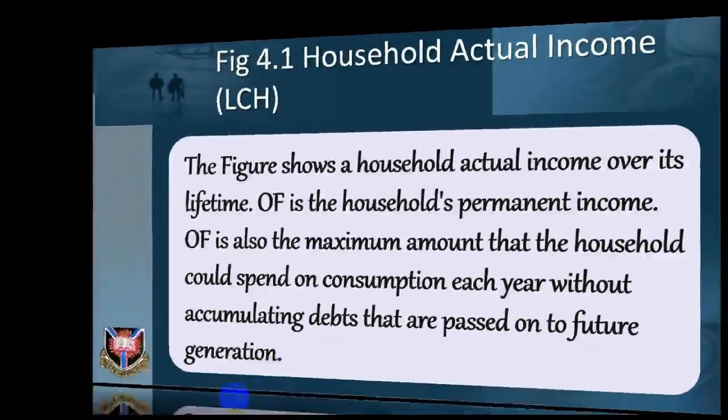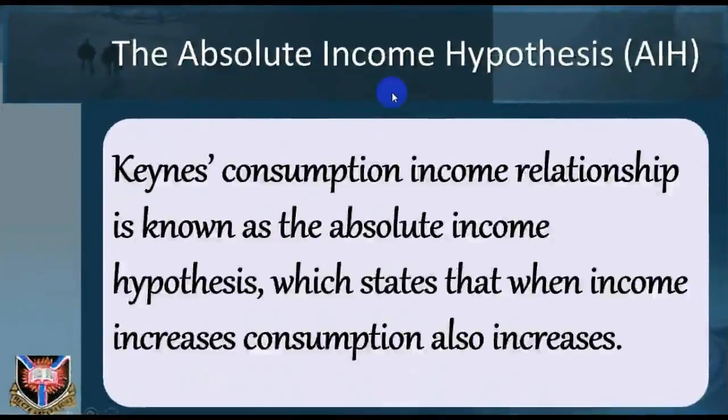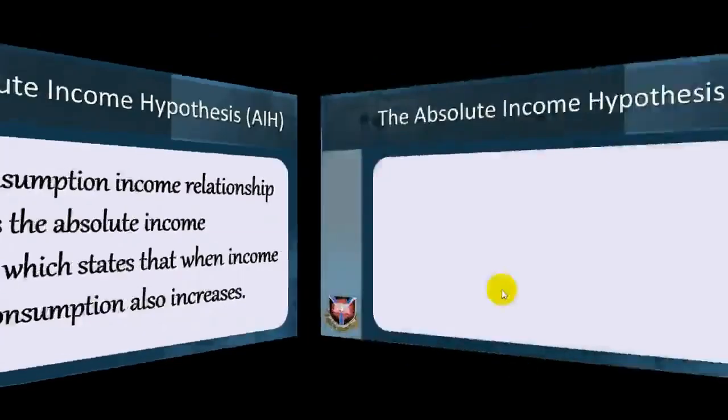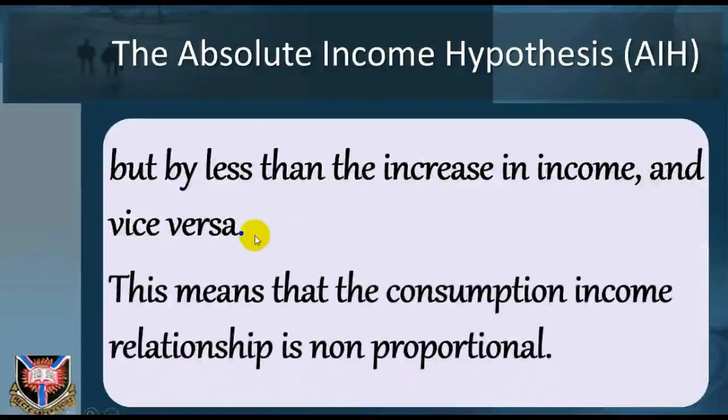Absolute income hypothesis. Keynes' consumption-income relationship is known as the absolute income hypothesis, which states that when income increases, consumption also increases, but by less than the increase in income, and vice versa. This means that the consumption-income relationship is non-proportional.